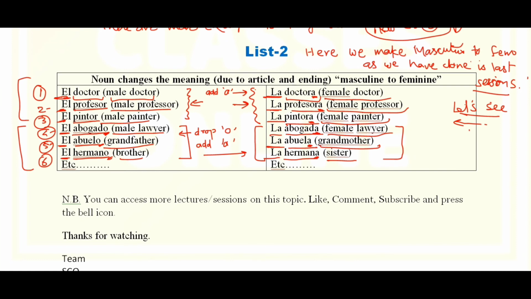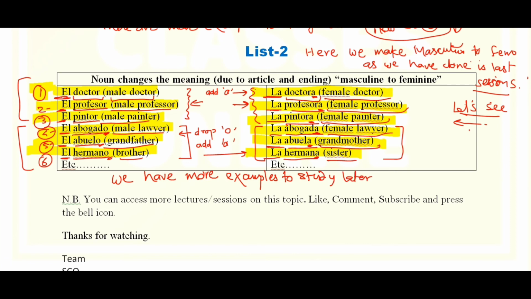Now revision is important. So what do? We should do something like that. El doctor, la doctora, el profesor, la profesora, el pintor, la pintora, el abogado, la abogada, el abuelo, la abuela, el hermano, la hermana. These are some examples from list 2. And there are more examples. We will be studying more, but this time we have some examples to make you learn, make you practice.